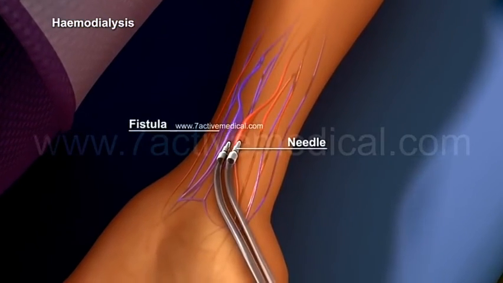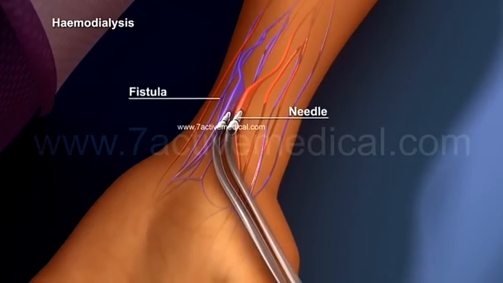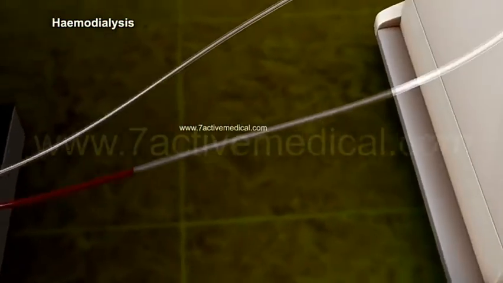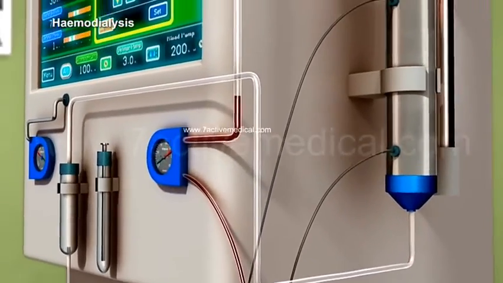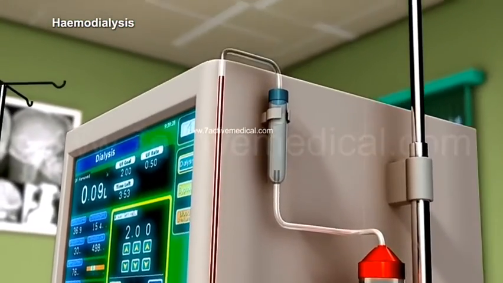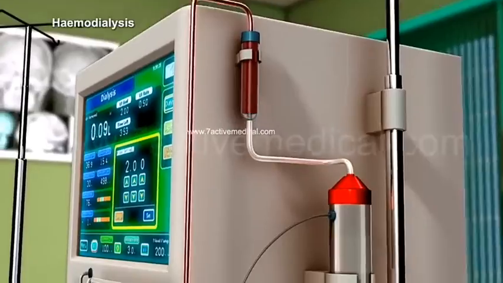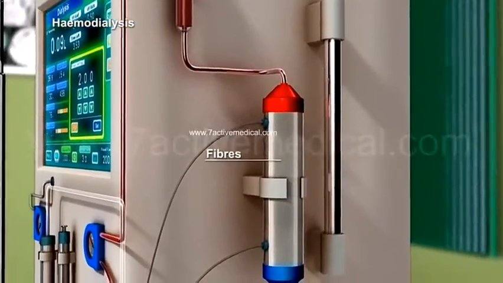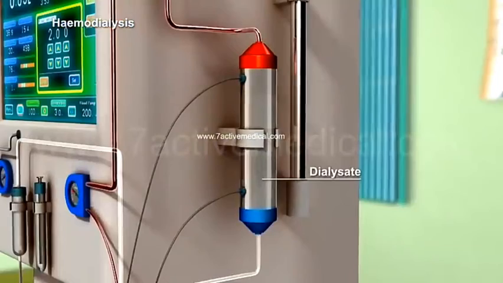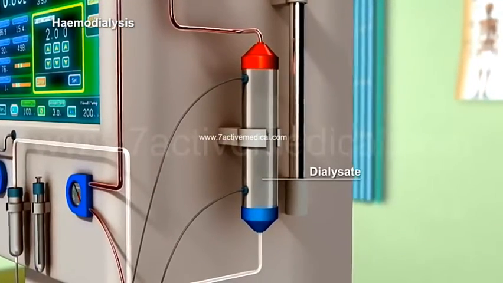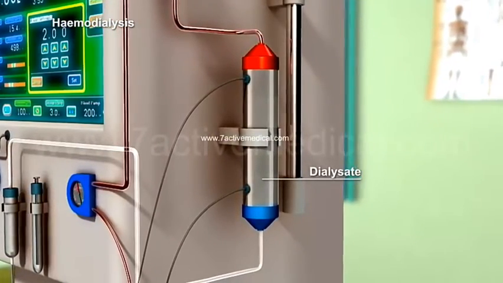At the start of the process, 2 needles are inserted into the fistula or graft, allowing a circuit to be set up with the dialyzer. Blood flows out of the body into the dialyzer, which consists of filtering fibers that remove waste products and excess fluid from the blood, and a dialysate, which acts as an absorbent solution for undesirable substances in the blood.